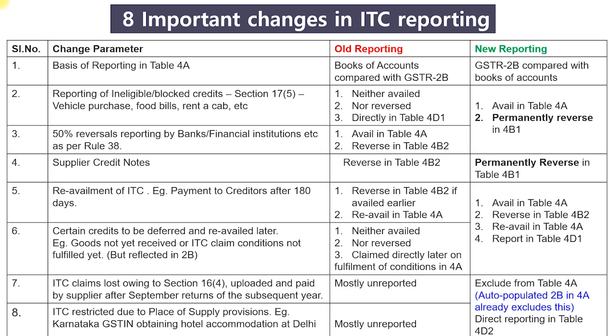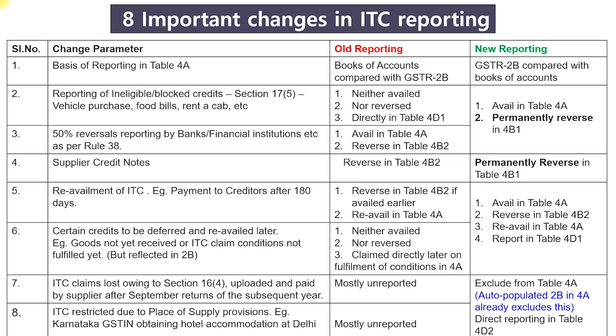But as per the new reporting, the basis becomes GSTR 2B compared with books of accounts. Earlier it was books of accounts compared with 2B. Now 2B itself becomes the basis for reporting, which in turn has to be compared with our books of accounts. The second important change, reporting of ineligible or blocked credits.